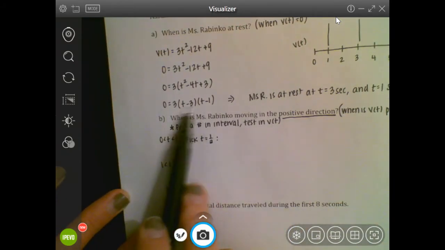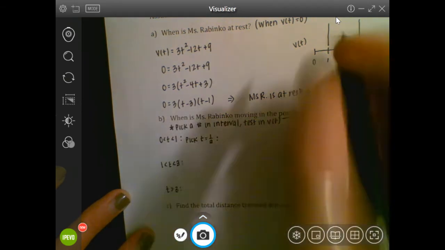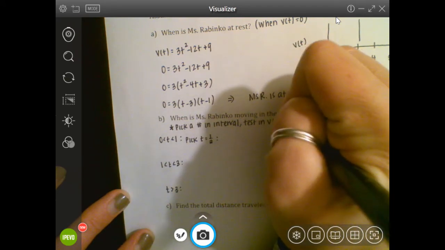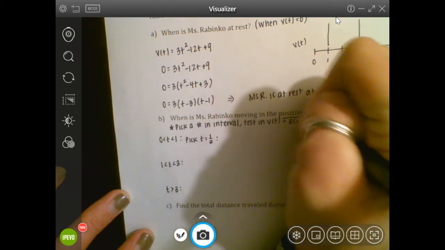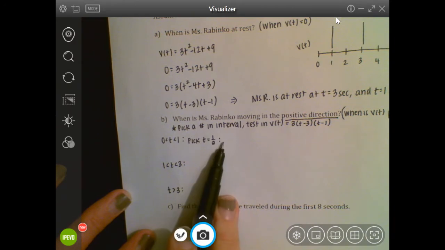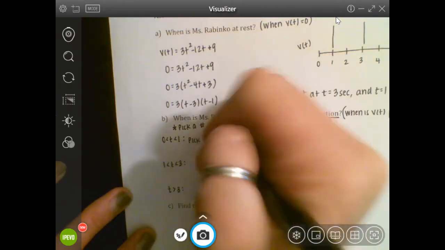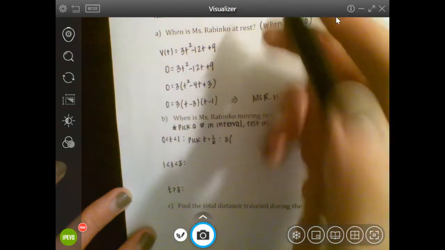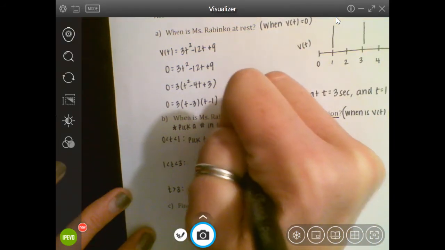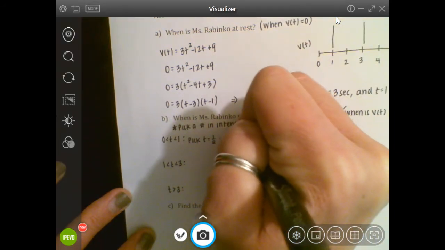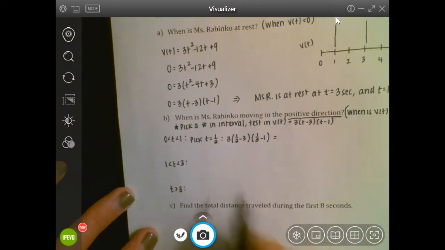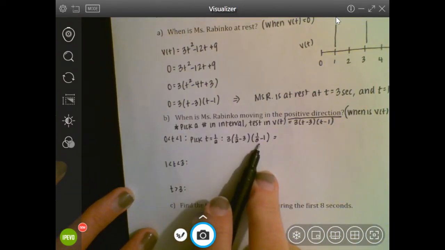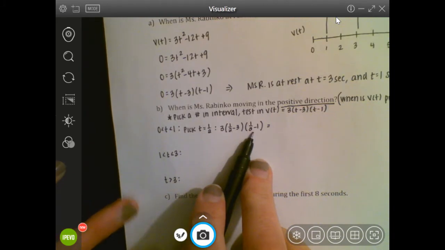I'm actually going to use my factored form of the velocity function. I'm going to use this 3 times t minus 3 times t minus 1 to test. I'm just going to plug in some numbers here. So I'm going to carry down the 3, and I'm going to plug in the 1/2 where the t is. So it's going to be 3 times 1/2 minus 3 times 1/2 minus 1. For each one of these quantities, I'm just going to determine is it going to be plus or is it going to be minus?